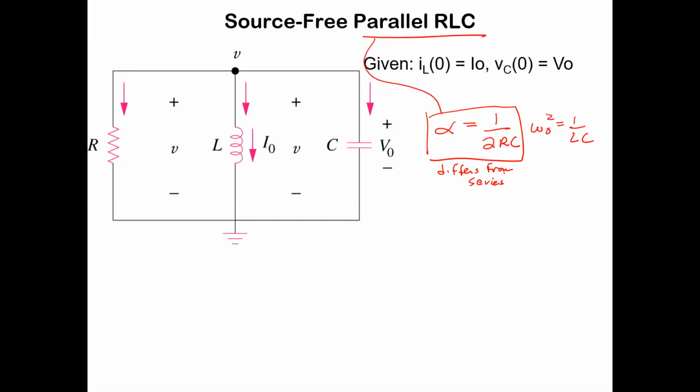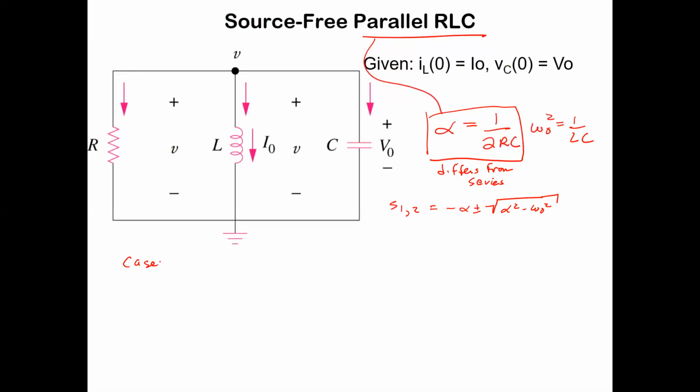So that's it. Alpha and omega 0 are defined. Alpha is defined a little bit differently, but the roots are still defined the same. S1 and 2 is still going to be minus alpha plus or minus the square root of alpha squared minus omega 0 squared. That's why it's nice to put these in terms of alpha and omega 0, because then you have a form that doesn't really depend on the actual type of circuit that you're looking at, right? If you just define alpha a little bit differently, now you can use the same form to solve parallel RLCs.